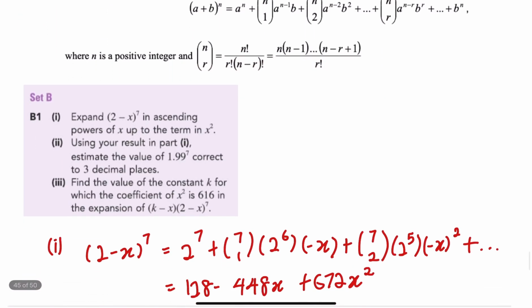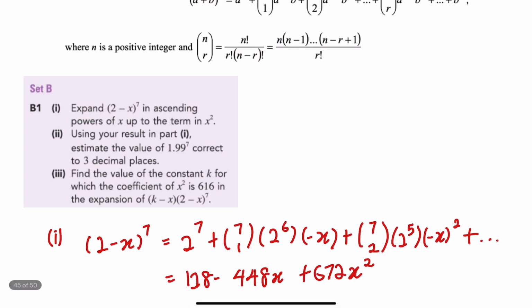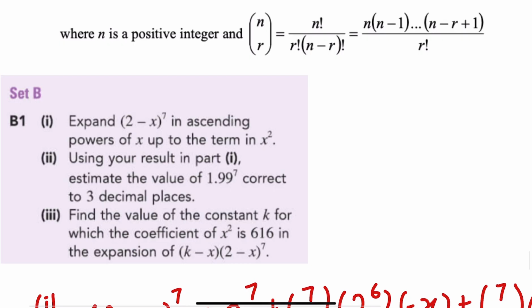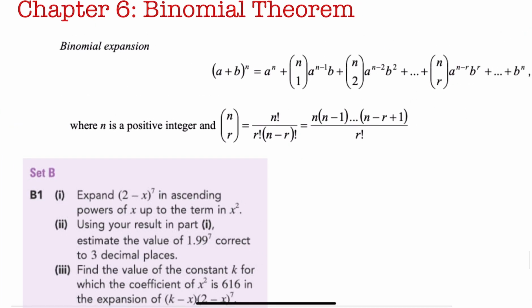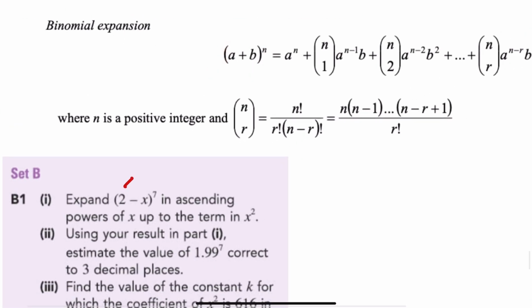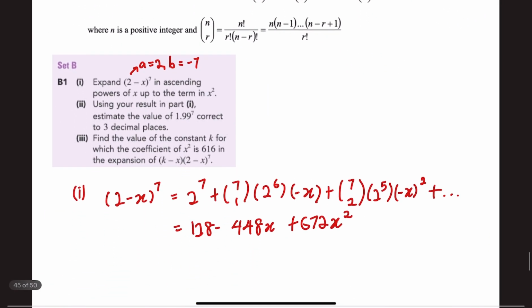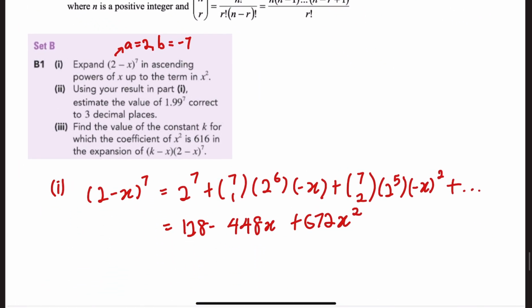I won't go through part 1. Expand 2 minus x the whole thing power 7. This is very standard. Make sure you know how to identify your A and B correctly first with reference to your formula over here. In this case, my A is equal to 2, my B is equal to negative x. Remember, it includes the sign over here. So this is part 1. Very simple, you can just look at the solution here. I won't go through how to expand this part.